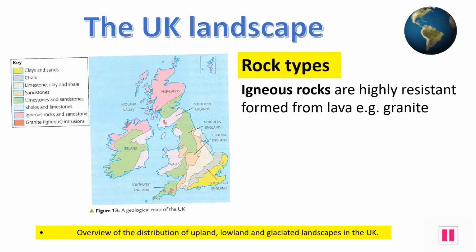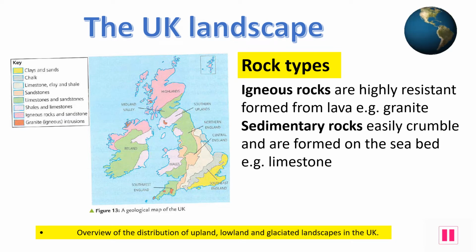There are three general rock types. Igneous rocks are the most resistant to weathering and erosion. They are formed from cooled lava and deep magma. Granite and basalt are the main examples found in the UK. Sedimentary rocks are formed when sediments that have been washed into the sea are squashed onto each other on the seabed. These are less resistant to erosion and weathering. Examples are limestone and chalk.